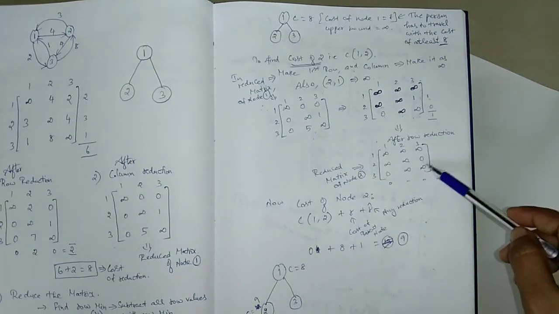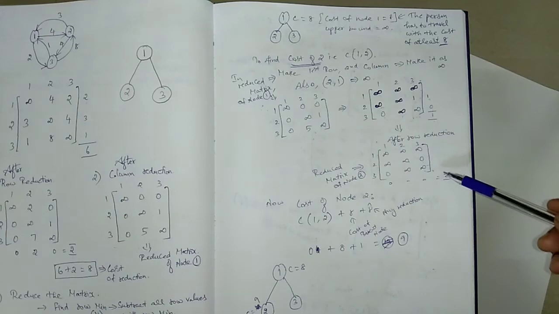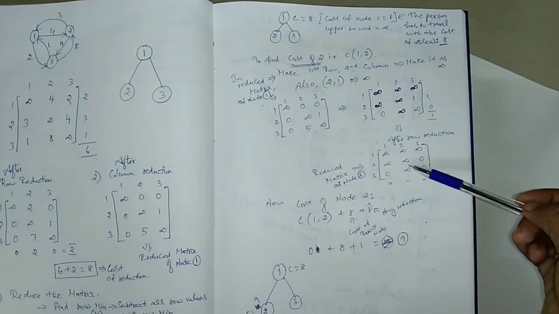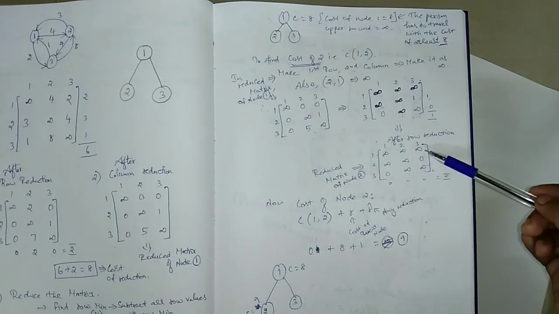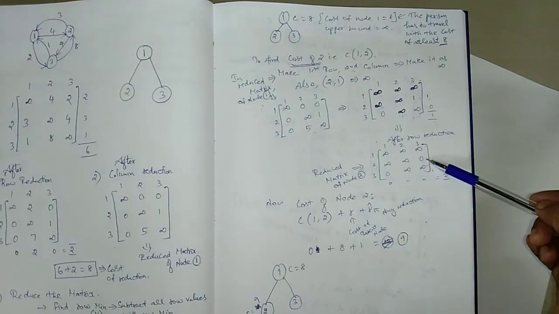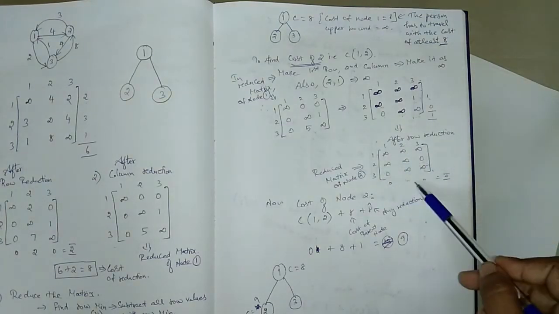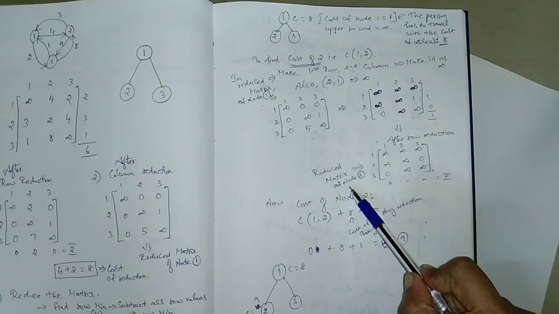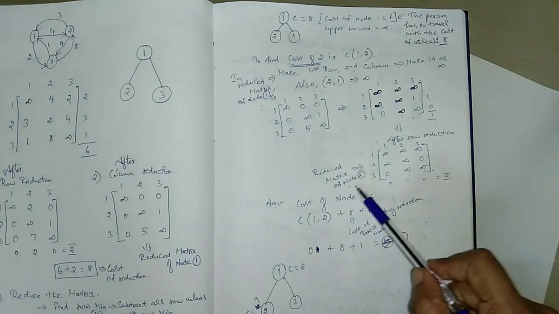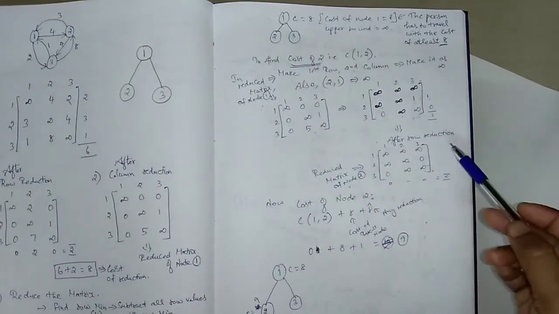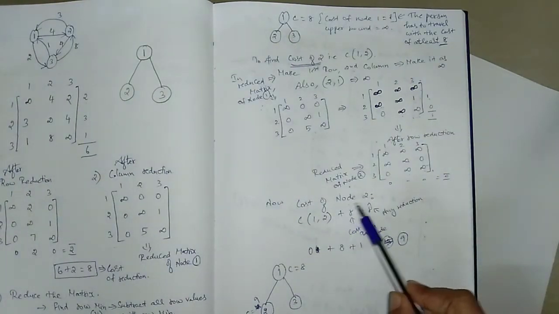After we perform row reduction, we have to perform column reduction. So see here, in the first column I already have one 0 value, in the second column everything is infinity, in the third column I already have one 0 value. So I need not perform column reduction, it is already a reduced matrix. So this matrix we call the reduced matrix of node 2. And then we calculate the cost of node 2.